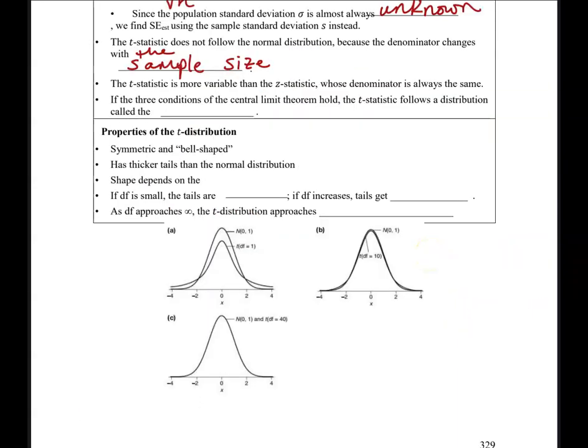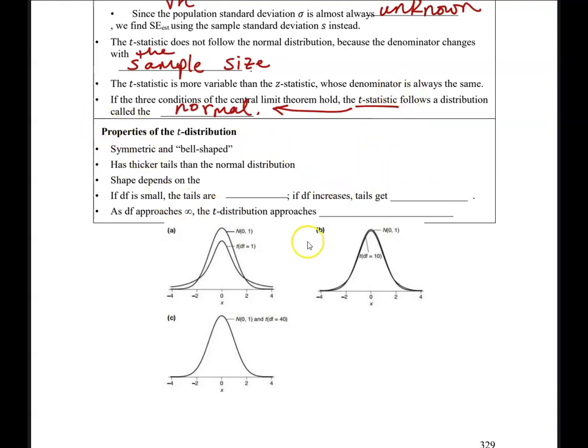If the three conditions for the central limit theorem hold, then that t-statistic will become close to a normal distribution anyway. So in other words, if the theorem applies, then our t-distribution approaches a normal distribution. Generally, as long as we have a sample size over 25, some textbooks say 30, I think ours says 25, that t-distribution becomes normal.